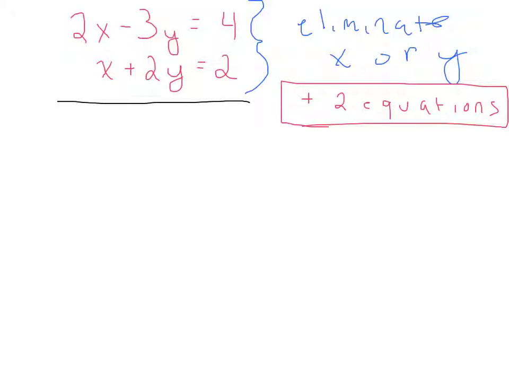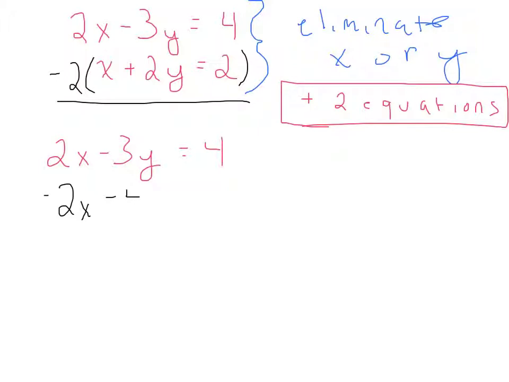For example, the easiest thing to do here is to choose this second equation, and I'm going to multiply this whole equation by negative 2. Now how did I determine that? If I look at the top equation, I have 2x minus 3y equals 4. In the bottom equation, when I multiply by negative 2, my x becomes negative 2x. That is the key, because 2x plus negative 2x will eliminate. The y becomes negative 4y, and that's okay. The number on the other side becomes negative 4.